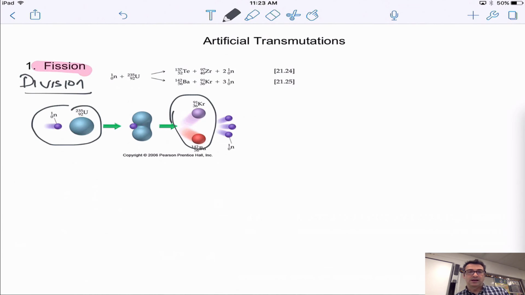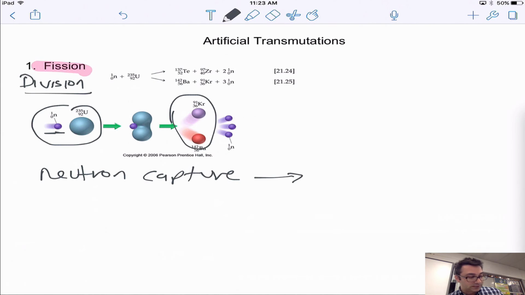Now, how does this large nucleus, usually uranium-235, become unstable? And that is by bombarding that nucleus with neutrons. So we show here the neutron bombarding the uranium nucleus, hitting it, and then that uranium nucleus captures that neutron. So there's a neutron capture that occurs. That neutron capture causes the nucleus to become unstable, and then the nucleus will split.